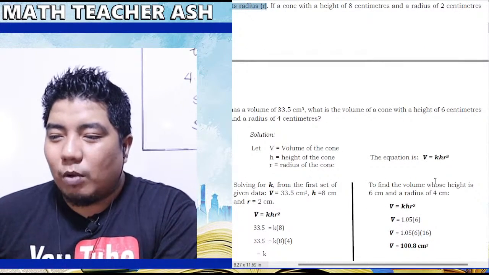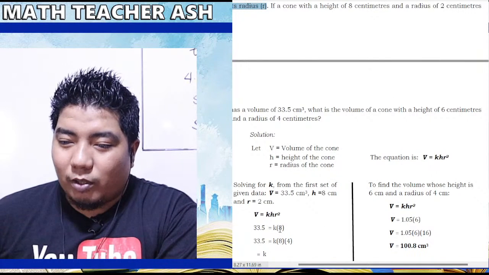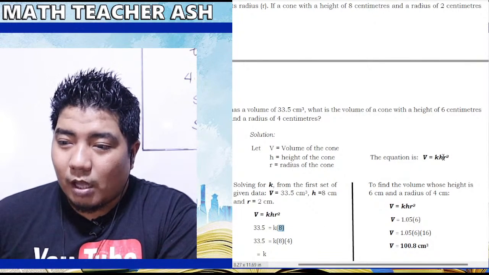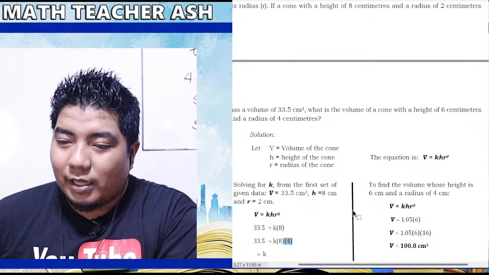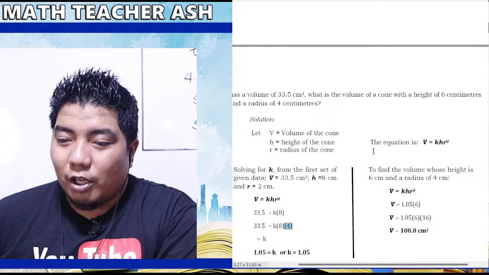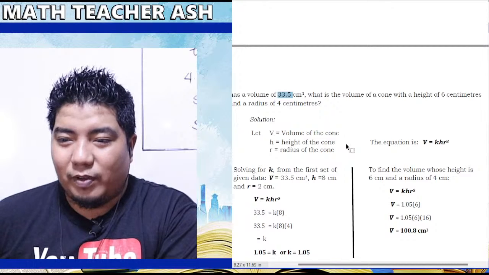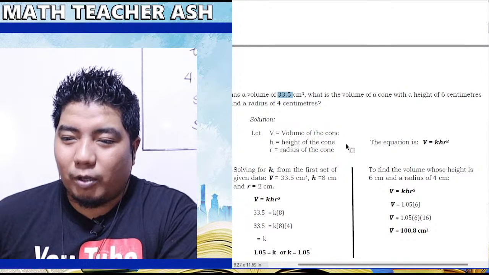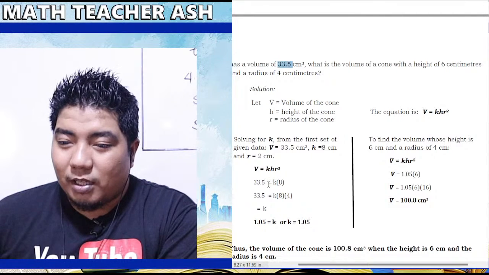Okay. Now, so V is equal to KHR squared. Our H is 8. Ito yon. Okay? Our R squared, our R is 4. So, you will multiply this by itself. So, 4 times 4 yan siya. Okay? And then, your volume is 33.5. So, we have 33.5 cubic centimeters. So, ang gagawin mo lang is, eto, may nakalimutan na naman dito, oh.